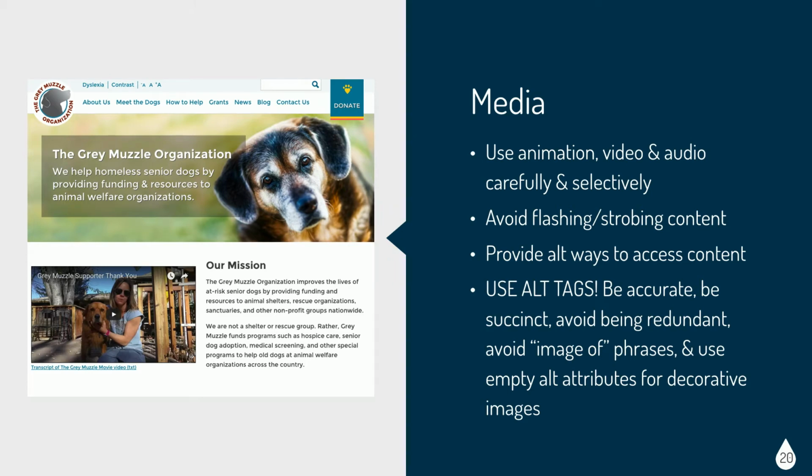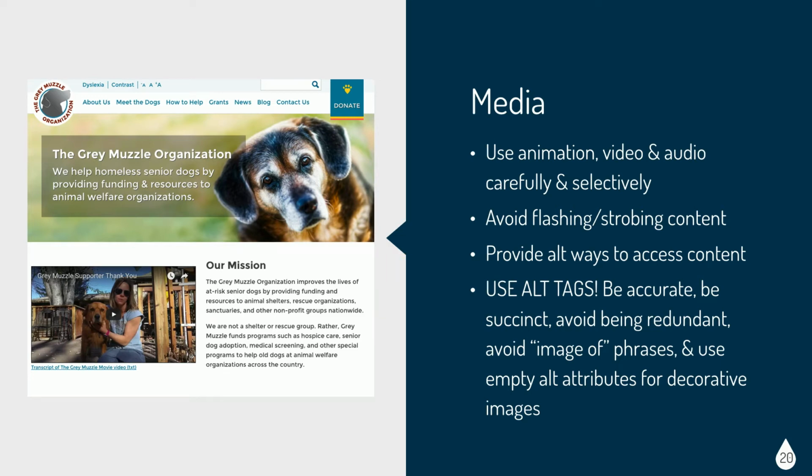So here are easy ones for media. Use your animation, video, and audio carefully and selectively. So don't have a page where you have 10 different visual elements going on. That's a little bit too much for everybody. Avoid flashing and strobing content that can cause seizures. That's not a good thing. Provide alternate ways to access content. So if you're doing something like a video, maybe you have a transcript of it. I mean, it's going to take you maybe 10 more minutes to do this. It's not really that much time.